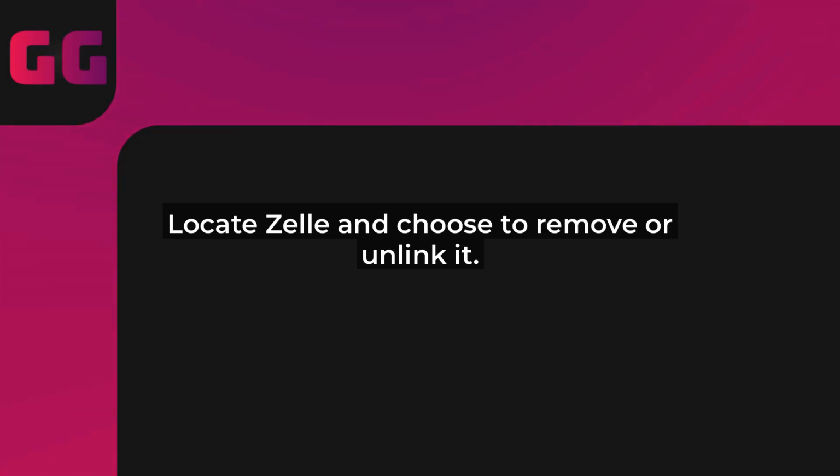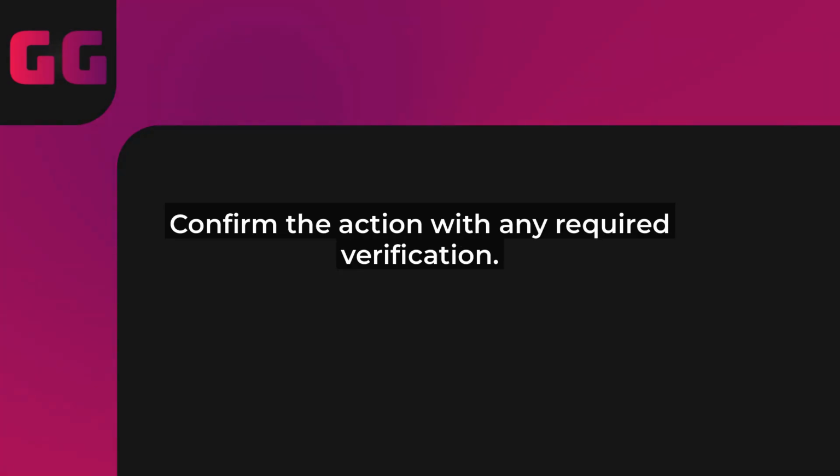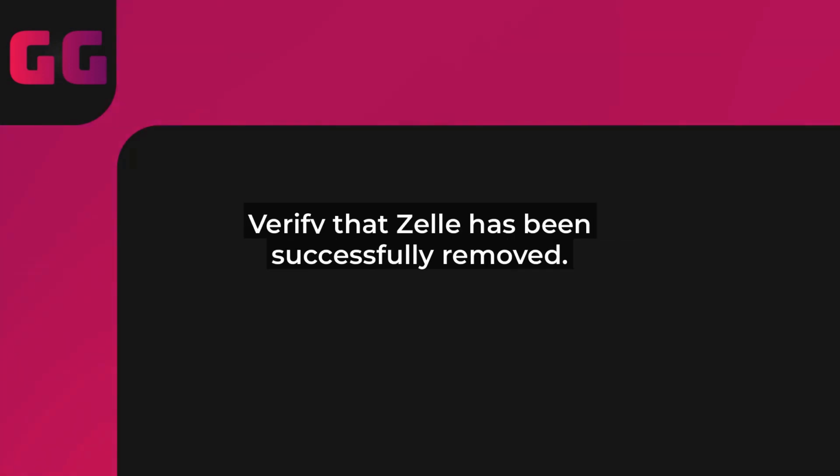You'll probably get a confirmation prompt, so read it carefully and confirm your action. This step might require additional verification, like your password, a PIN, or even a two-factor authentication code sent to your phone. After you've confirmed, Zelle should be successfully removed from your account. To be thorough, double-check by going back to the Linked Services section or trying to send a payment through Zelle. If it's unlinked, you won't be able to access your bank account from it anymore.